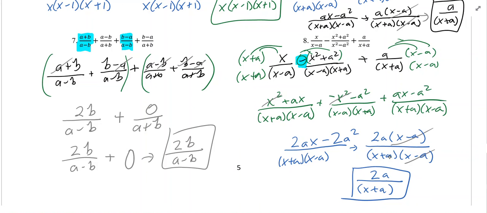In the denominator, you had (x plus a) times (x minus a). So these two, x minus a in the numerator and the denominator, could cancel out. So your final answer you're left with is 2a over x plus a.